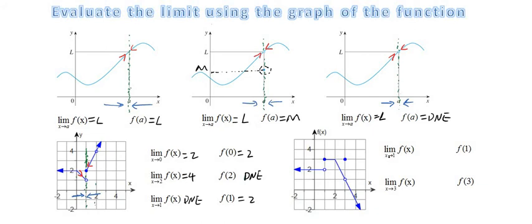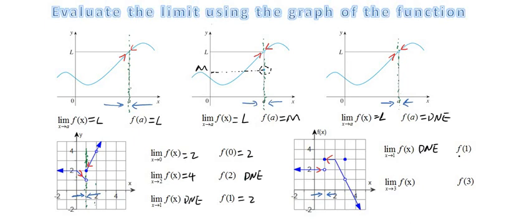For the second example, x approaches 1 from both sides. So how about the curve f(x)? The curve approaches this point from left hand side, and approaches this point from right hand side. That means f(x) approaches different points from different directions. That means this limit doesn't exist.